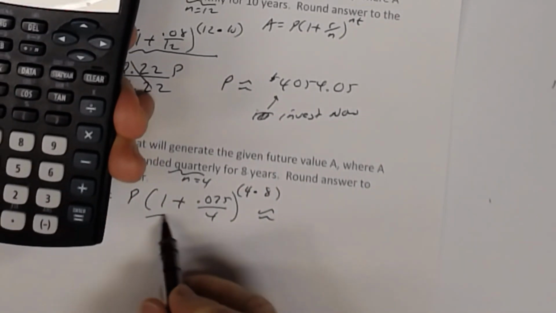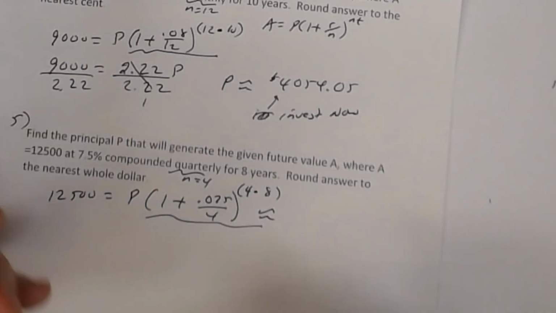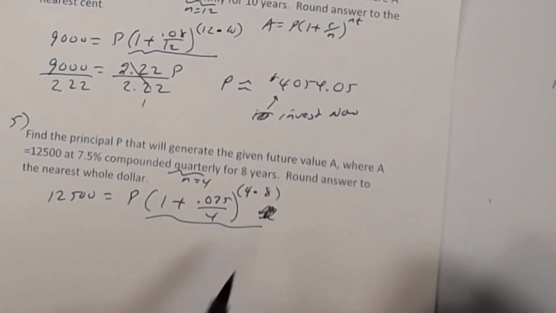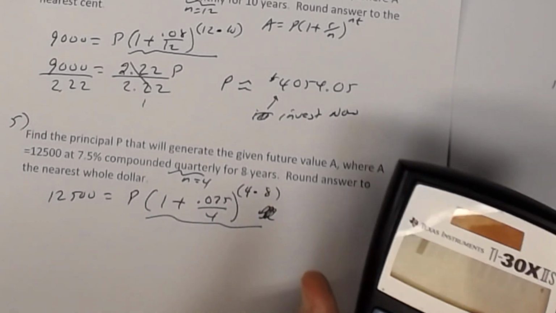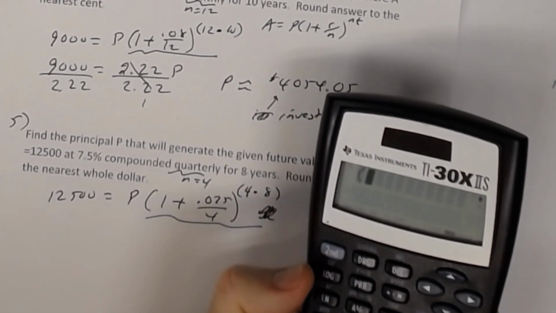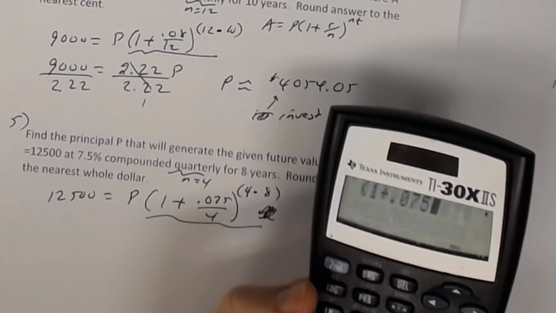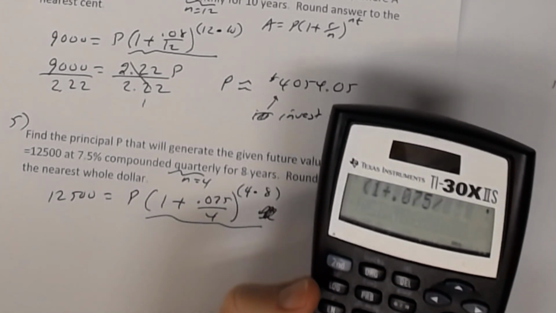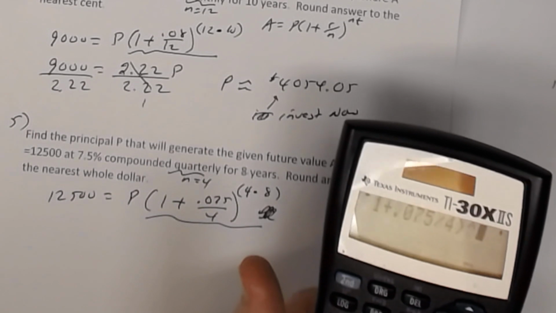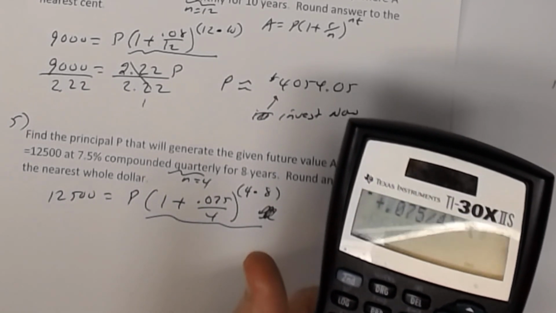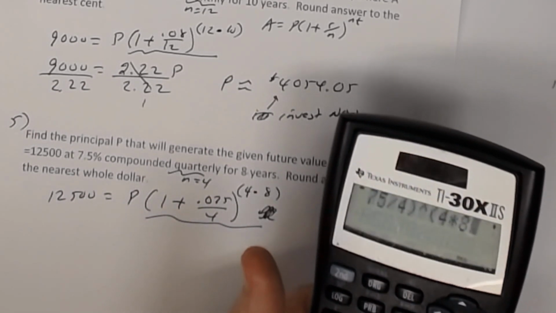Remember, this is what you're doing. You're figuring this part out right here. And I need to be careful with this. So in your calculator, you're going to get parentheses, 1 plus 0.075 divided by 4, close the parentheses, raised to the open parentheses, 4 times 8, close the parentheses, and you get this.